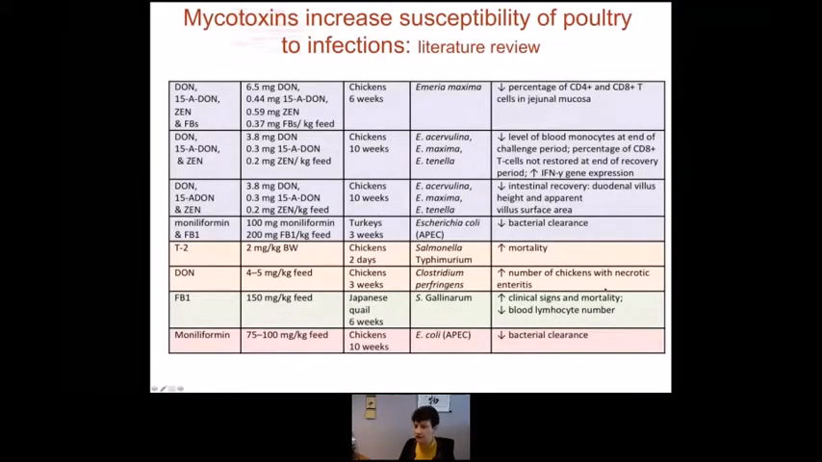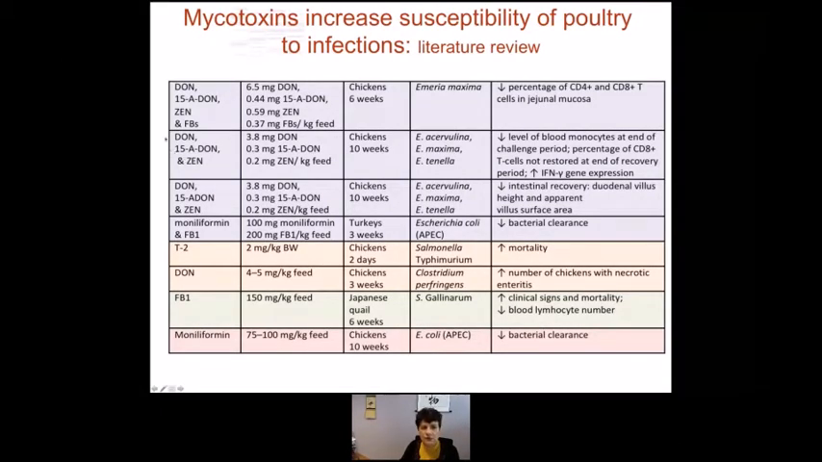This is just two examples, but if we go through the literature, there are quite a lot of examples that have been observed. And here is just a literature survey of experiments that have been done in chicken. With DON and the acetyl form of DON, zearalenone and fumonisin, and with Eimeria maxima, there was a decrease of CD4 and CD8 T cells in the mucosa.